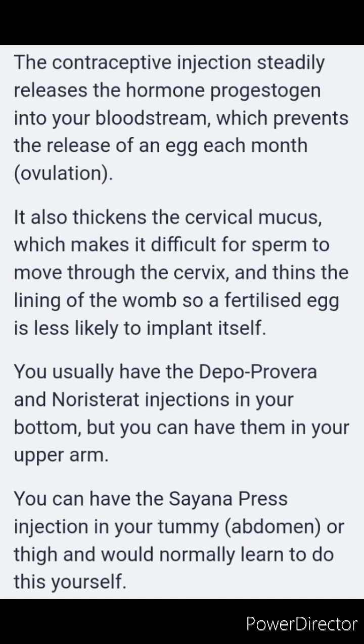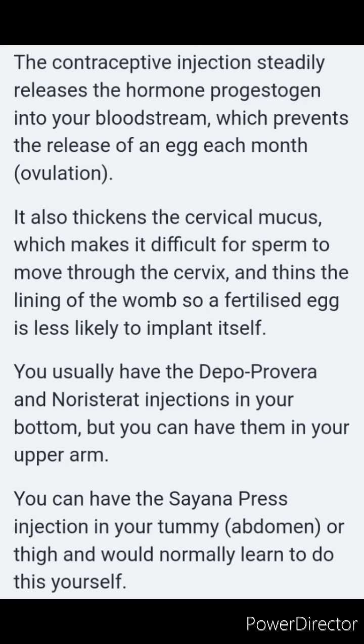You usually have the Depo-Provera and Noristerat injection in your bottom, but you can have them in your upper arm. You can also have the Sayana Press injection in your tummy, abdomen or thigh and would normally learn to do this yourself.